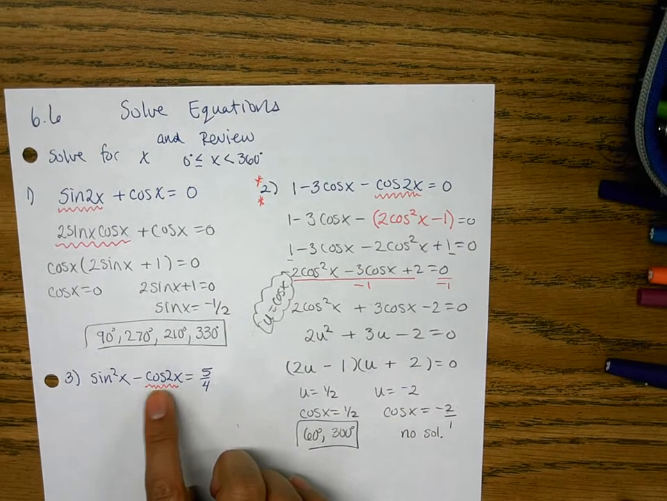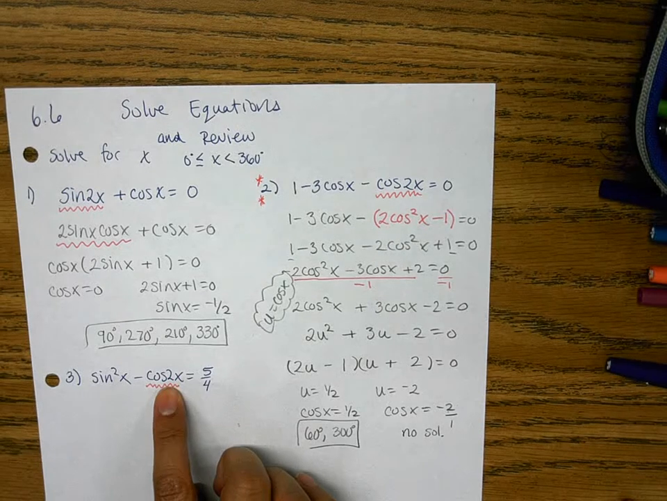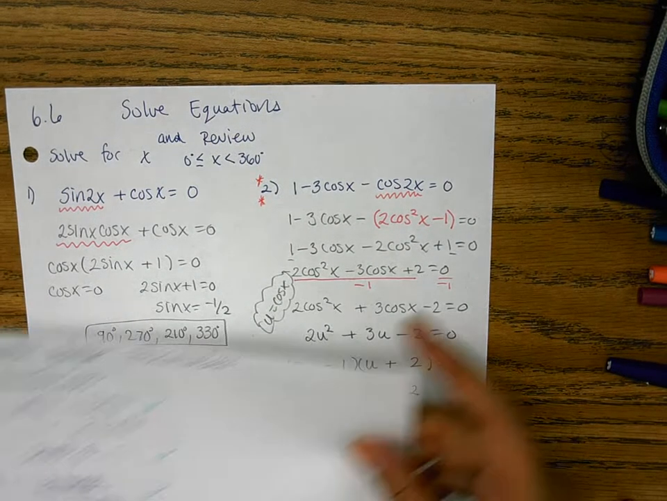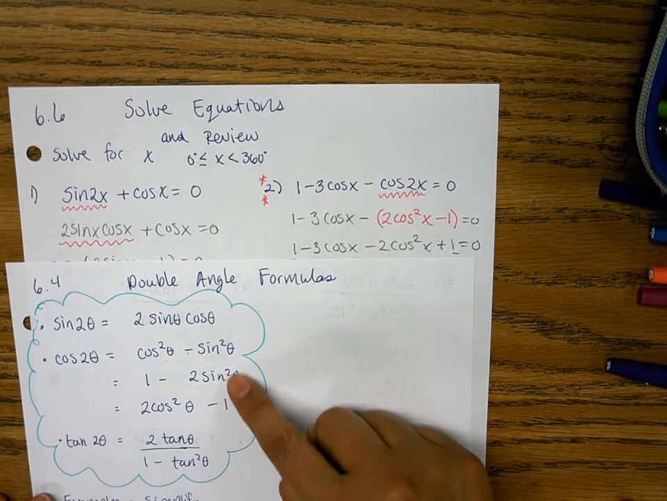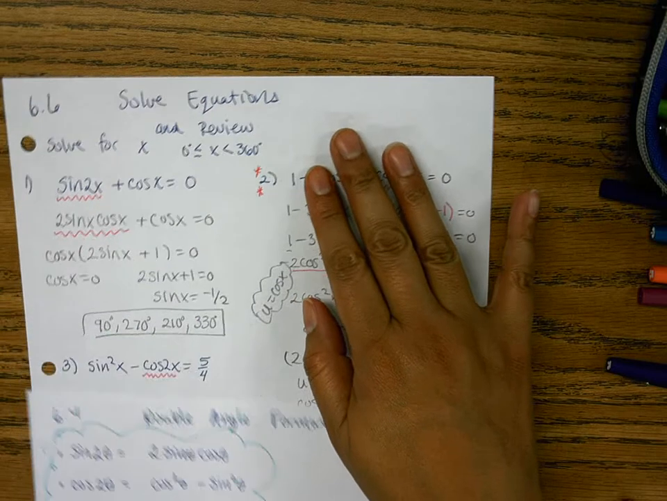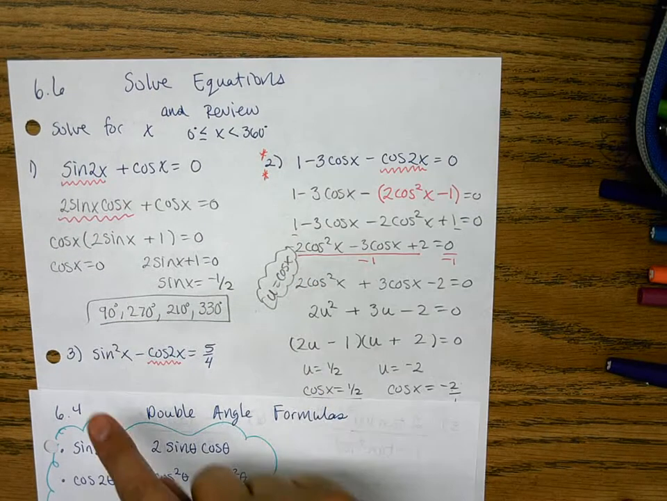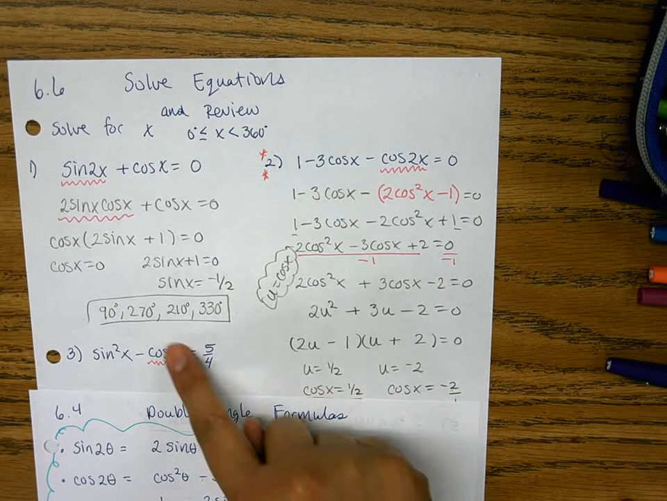I could change sine squared using Pythagorean identities, but I don't want to have to do that because this is the newest thing we've learned. I'm going to use that. Remembering cosine 2x has 3 possibilities. How do we know which one to use?